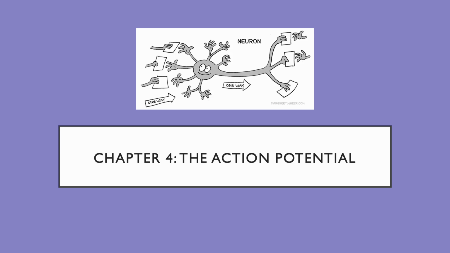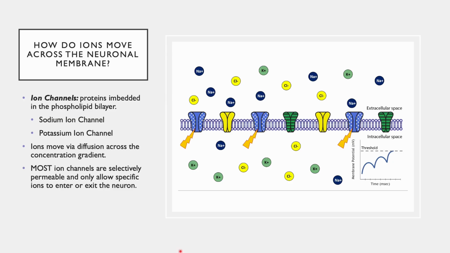Hello, today we're going to cover Chapter 4, the action potential. And just a quick review from our last class session, remember that ions move across the neuronal membrane through different gradients. We also have different channels that are selectively permeable to particular types of ions, such as sodium ion channels and potassium ion channels, and they can diffuse across the concentration gradient via passive transport.